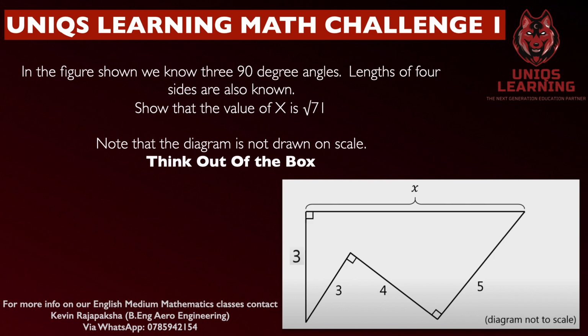As you see in the diagram, we have three 90-degree angles, or three right angles. In addition to that, we know the lengths of four sides, which are marked 3, 3, 4 and 5. But there is one more side marked as x, so we don't know the length of this side. What you need to do is show that the length of this side is square root 71. If you can show that, you are done.